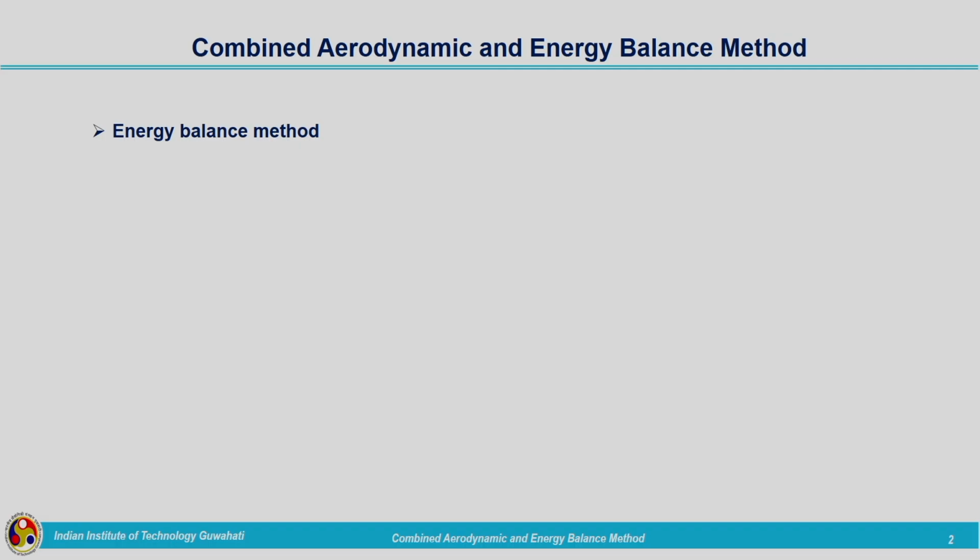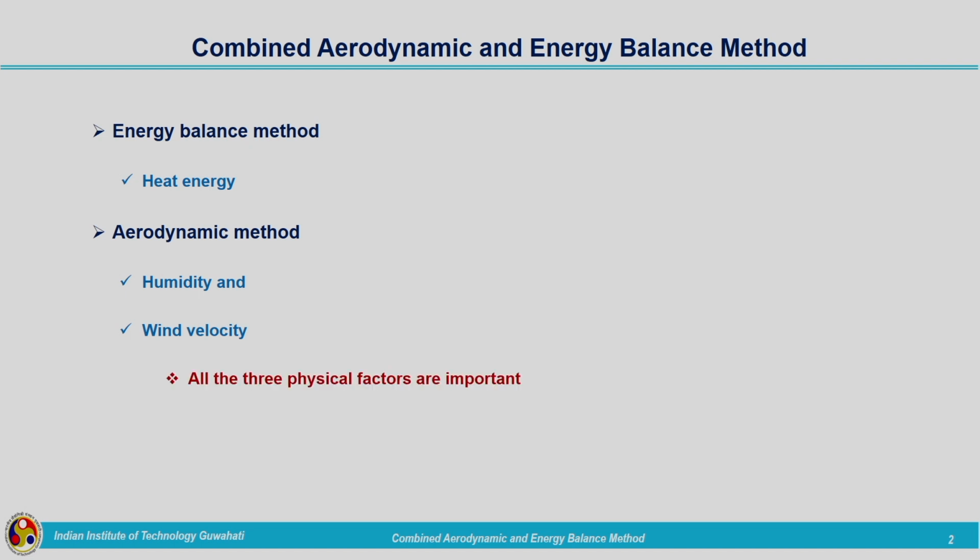As I already told, the energy balance method incorporates heat energy, and the aerodynamic method incorporates humidity and wind velocity. So, we need a method which combines all the three factors together for finding out the evaporation. So, we will be deriving a method which is the combination of the two methods already seen, that is the combination of the energy balance method and the aerodynamic method.